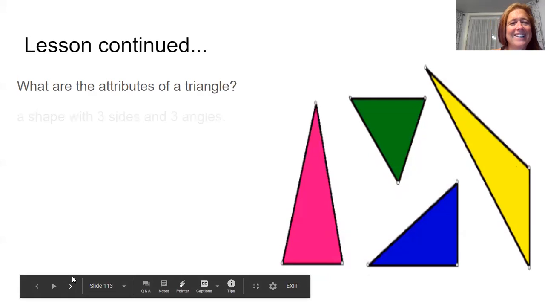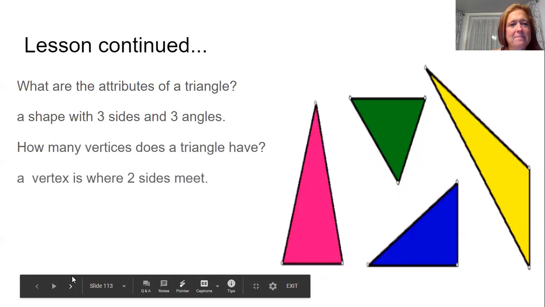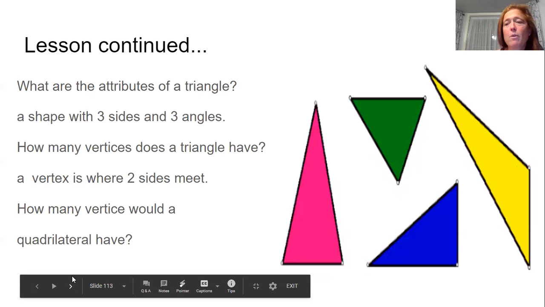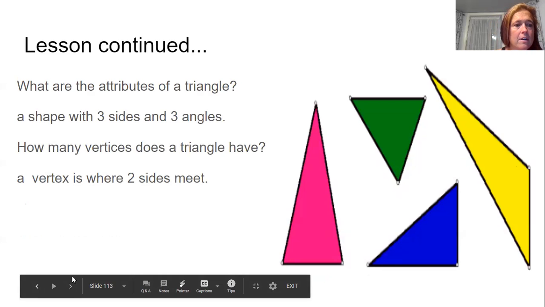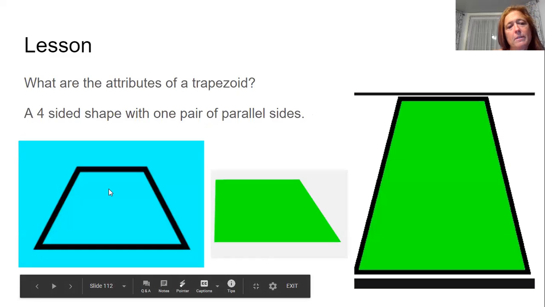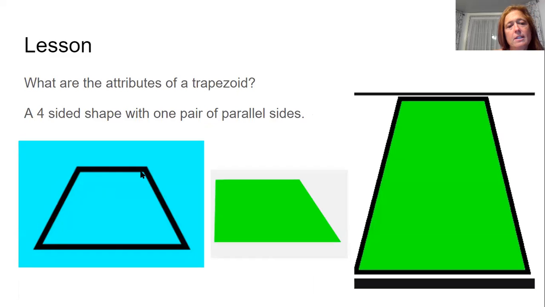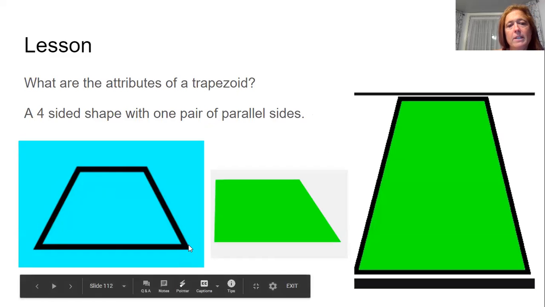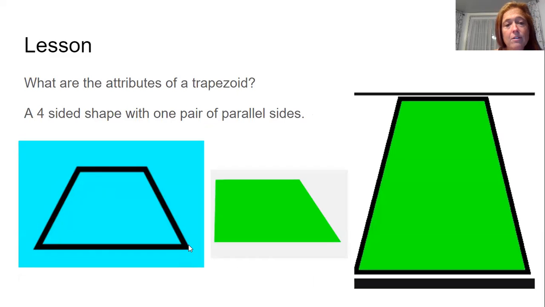Oh, there it is. Fixed. All right. How many vertices would a quadrilateral have? Okay, so let's go back to our trapezoid. Here's 1 place 2 sides meet. Here's 2 places, 3 places, 4 places. So a trapezoid or a quadrilateral would have 4 vertices.